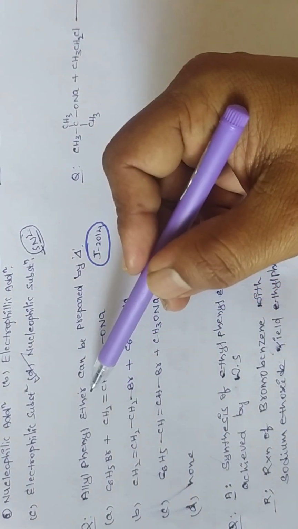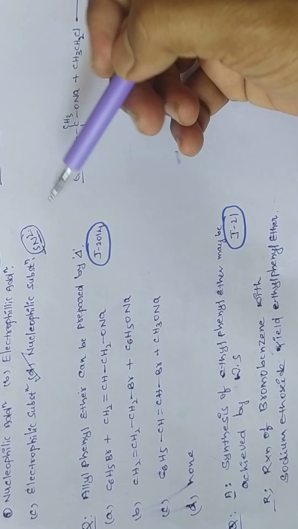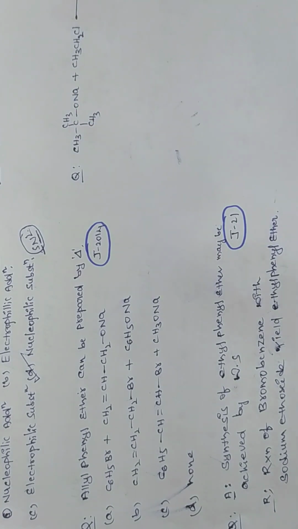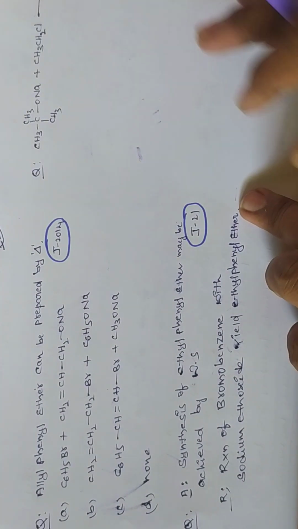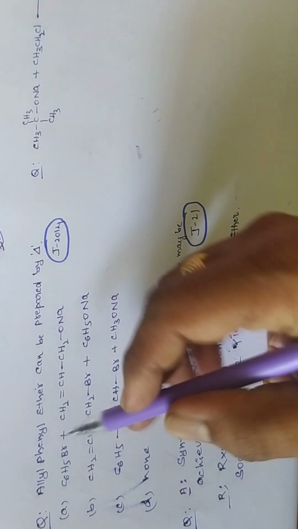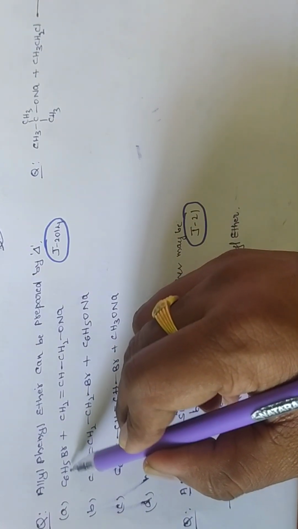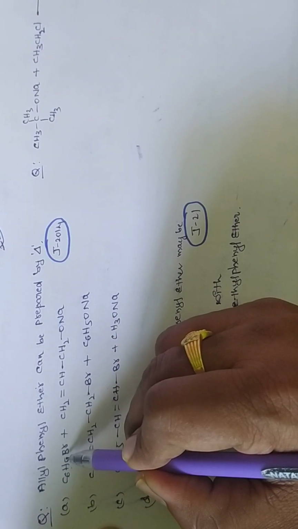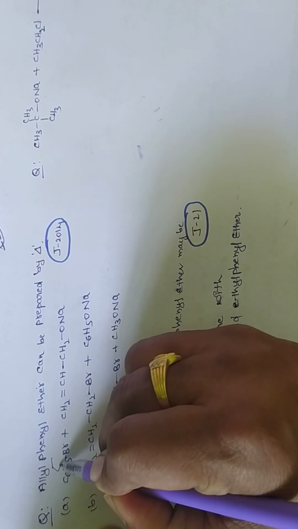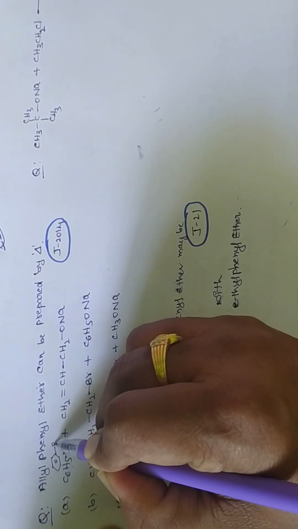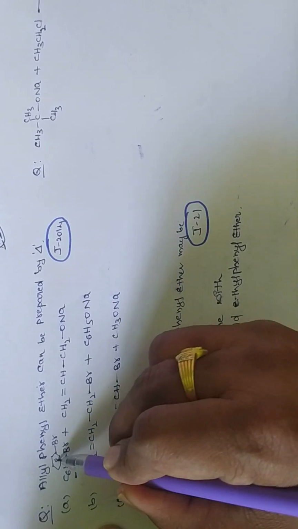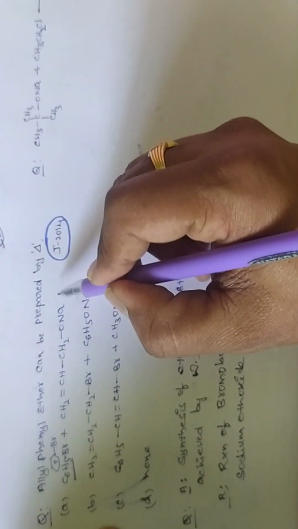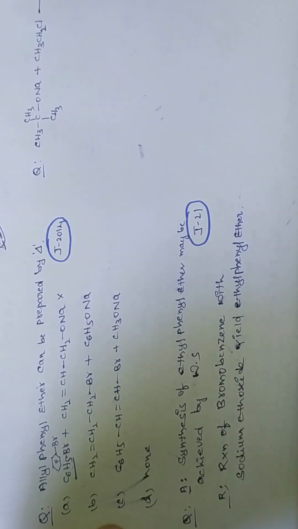Next, allyl phenyl ethers can be prepared by using the Williamson synthesis reaction. We want allyl phenyl ethers. Now what is the answer? The first option is phenyl bromide, an aryl halide. In aryl halides, no electron withdrawing group is present. C6H5 means this is the ring. With no electron withdrawing groups, nucleophilic substitution reactions cannot happen. So therefore this is not the answer.